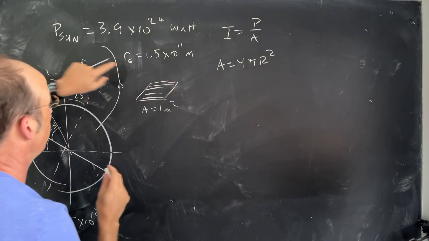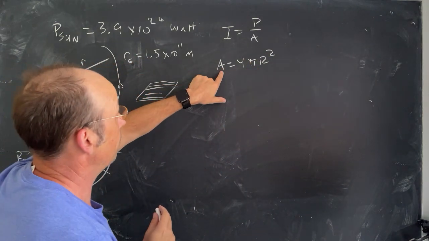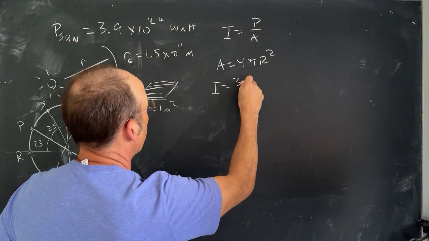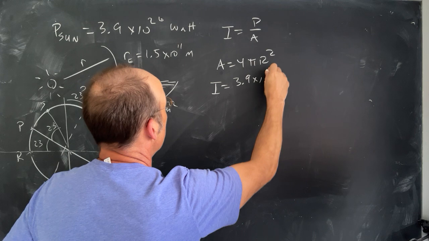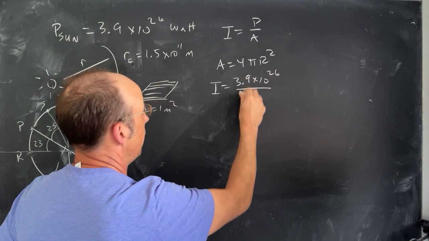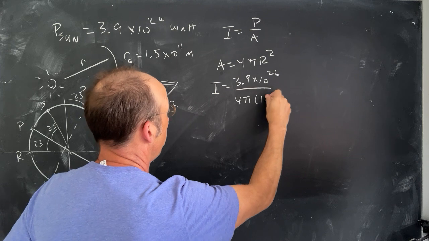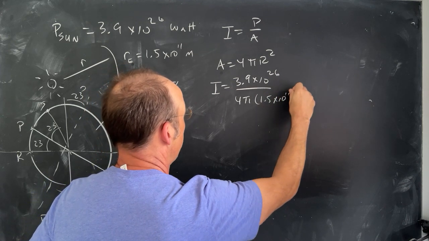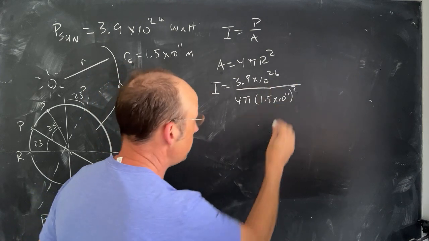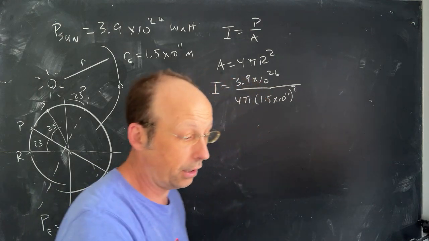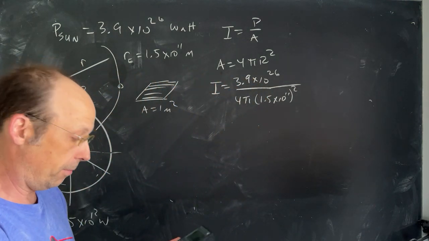So here I'm going to use this value for r, and that's my area. And so I can calculate I, it's going to be 3.9 times 10 to the 26 watts divided by the area, 4 pi times r squared, which is 1.5 times 10 to the 11th squared. Now, be careful with your calculator, okay? Make sure you're friends with your calculator. I'm going to go ahead and get a numerical value for this because we're going to use it.